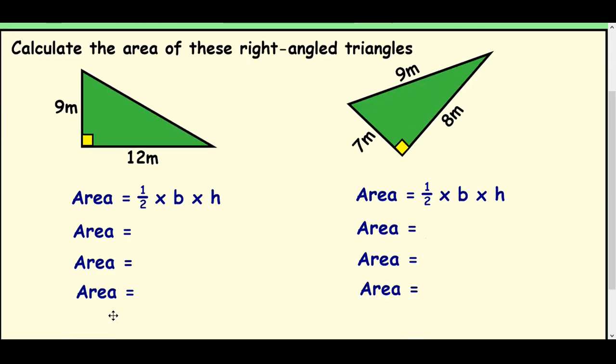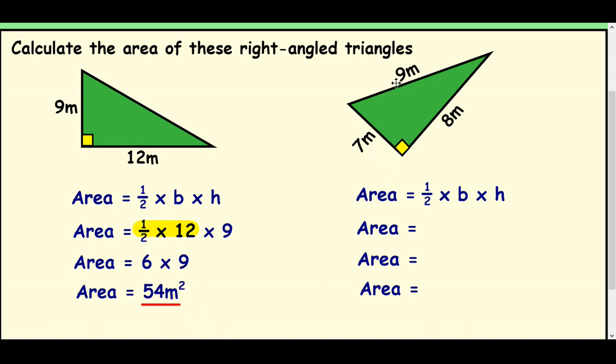Okay, so here's 2 examples. Calculate the area of these right angle triangles. So I've got the first one, I've written the formula, area equals a half times base times height. Now I've got the base, which is 12, and I've got the height, which is 9. Same as length and breadth, okay? So I'm doing a half times 12 times 9. Again, you could do 12 times 9 and then half your answer, or you could half the 12 and get 6 and do 6 times 9. That's what I've done here. I've halved the 12 and I've got 6 times 9 because that's easier, and that's 54 metres squared.